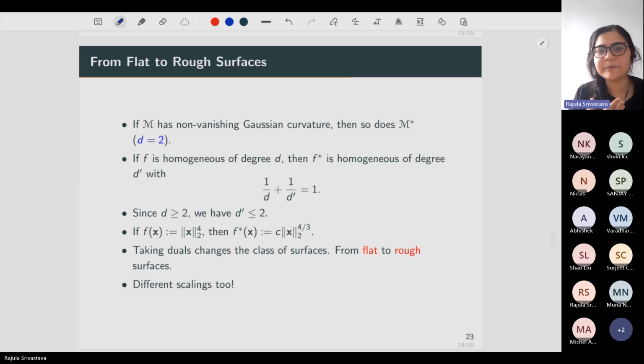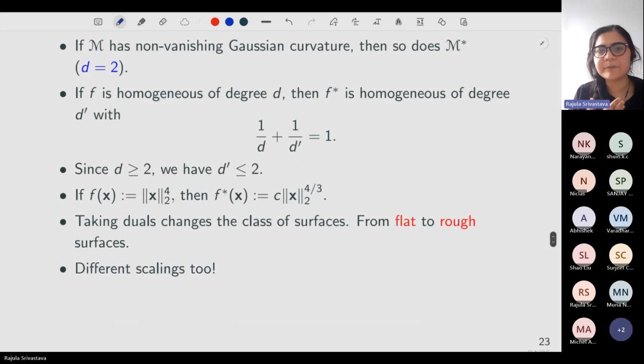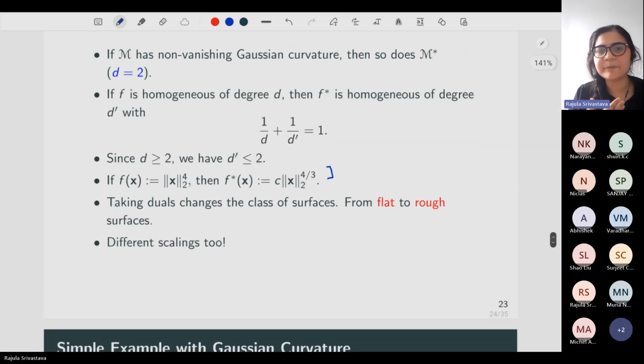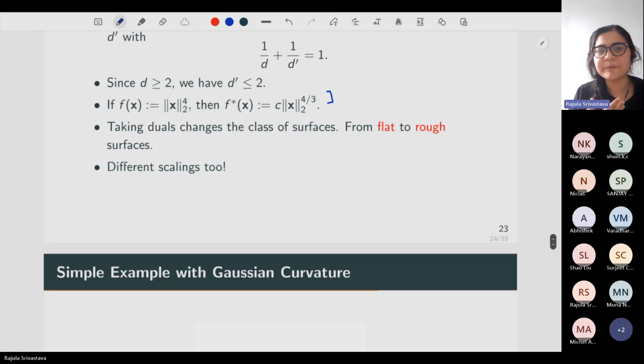So meaning, for example, if you started with a function which is homogeneous of degree 4, your new dual surface, after doing all of this, would be something which is homogeneous of degree 4/3. So the original one was flat, the new one starts looking rough. So the moment d is bigger than 2, d prime is less than 2. And when d prime is less than 2, that's something which starts getting rougher. And the scaling turns different as well. So the problem really changes.